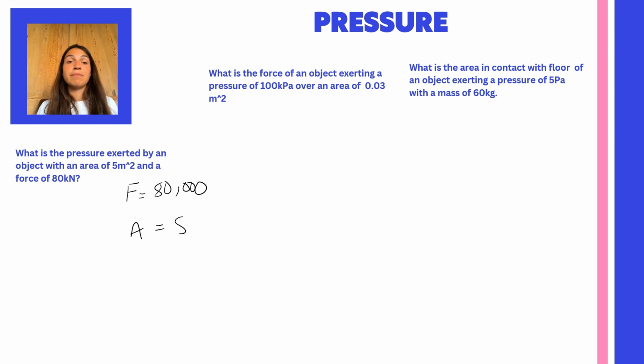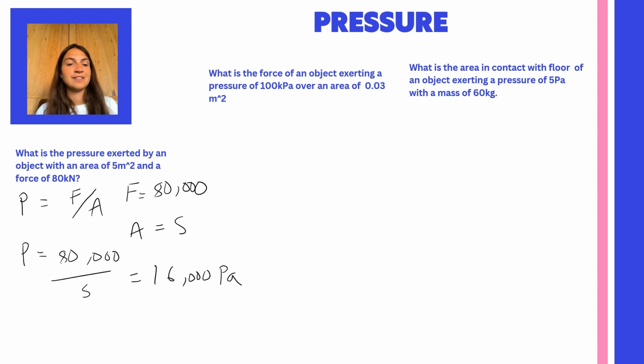My area is in meters squared. That's the unit I want it to be in, so I keep it as 5. Now I need my equation. Pressure is equal to force divided by area. So the pressure is 80,000 divided by 5 is 16,000 pascals.